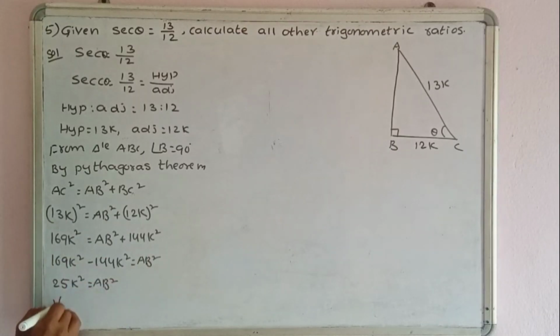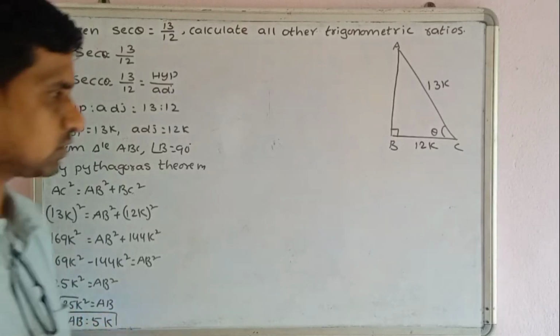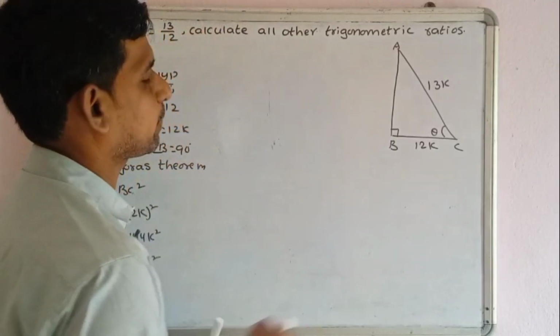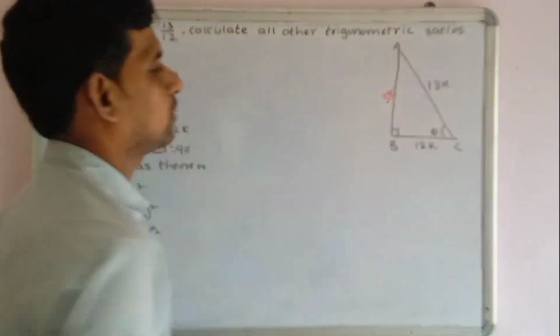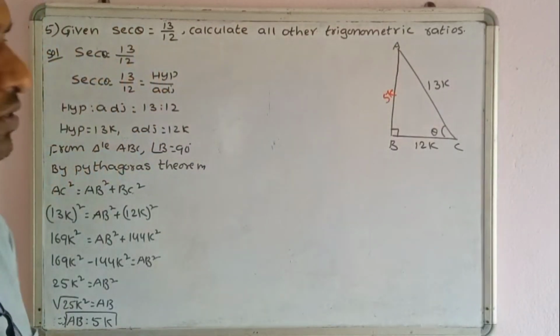So square transpose right side, square root of 25 k square equals AB. Therefore AB equals square root of 25 value 5, square root of k square value k. So AB equals 5k. So the value of AB is 5k. This is the value 5k. Now we will find all trigonometric ratios.